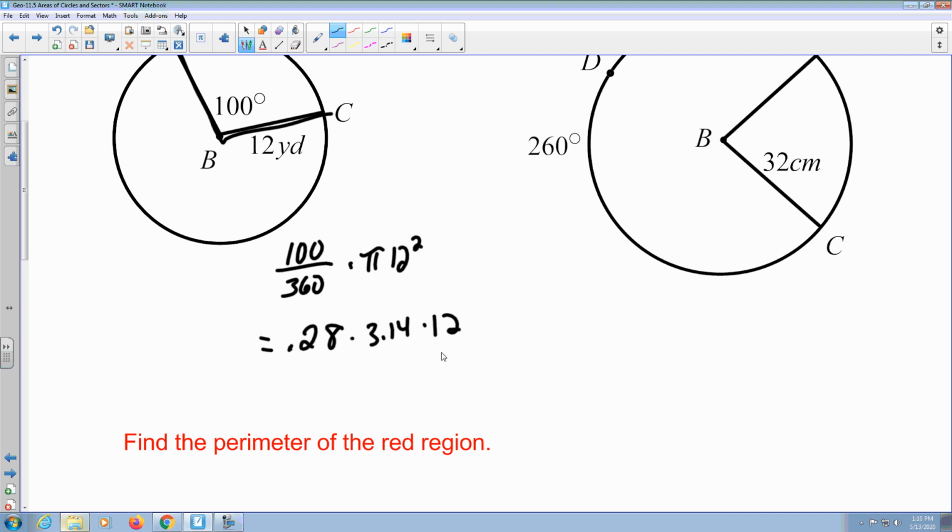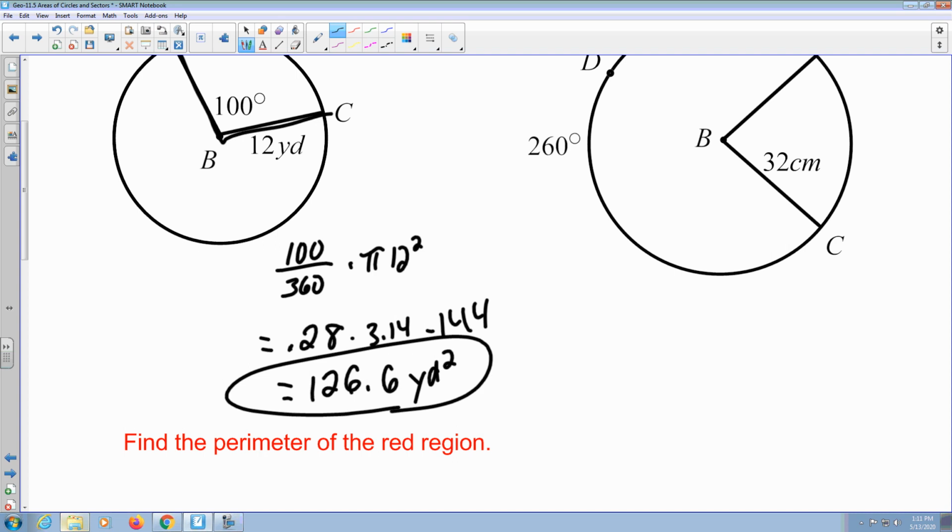So 0.28 times 3.14 times 12, I get, oh, hold on. This should be 144. My bad. So it should be 0.28 times 3.14 times 144. My apologies. And that is about 126.6, and it was yards, so it's going to be square yards as our answer.